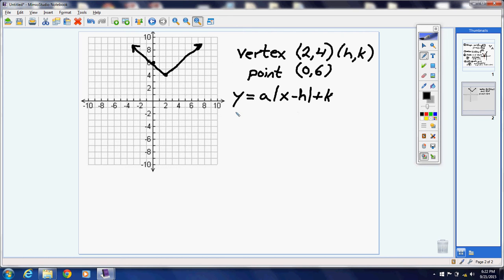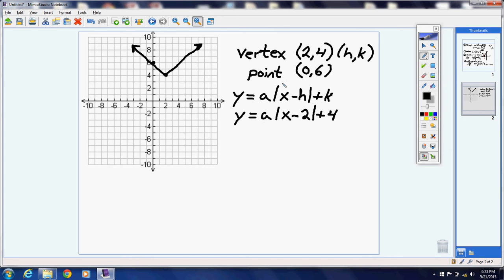So we can just plug that right into our general form of the equation for an absolute value function. y equals a times the absolute value of x minus 2 plus 4. The k is the y coordinate, and the h is the x coordinate there. So now all we have left to figure out in our equation is the a.